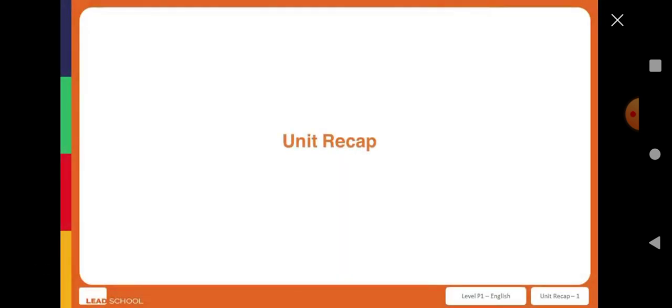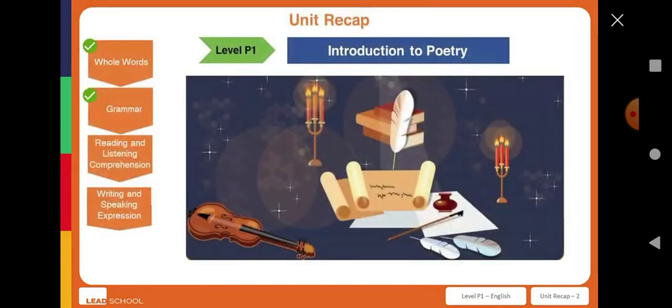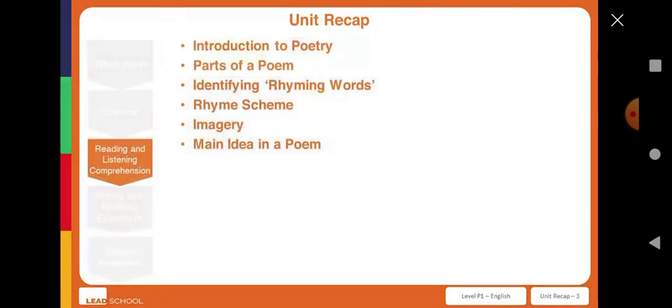Unit Recap Part 2. We have looked at whole words and grammar recap. Let us now continue by looking at the other two sections. Let us look at what we have covered under reading and listening comprehension. We have covered introduction to poetry, parts of a poem, identifying rhyming words, rhyme scheme, imagery, and main idea in a poem.